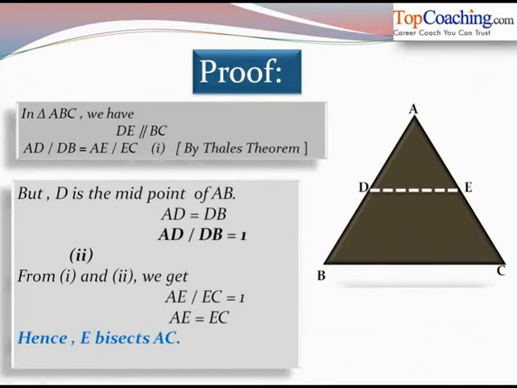Once again, if you look at the proof of this, DE is parallel to the side BC and D is also the midpoint of AB. So if we consider triangle ABC, then DE is parallel to BC, and using the Thales theorem or the basic proportionality theorem, we get AD by DB equal to AE by EC. Also, since D is the midpoint of AB, we get AD equal to DB, or AD by DB equal to 1. We put this value over here to get AE by EC equal to 1, and thus we get AE equal to EC, or we can say that E bisects the third side AC.